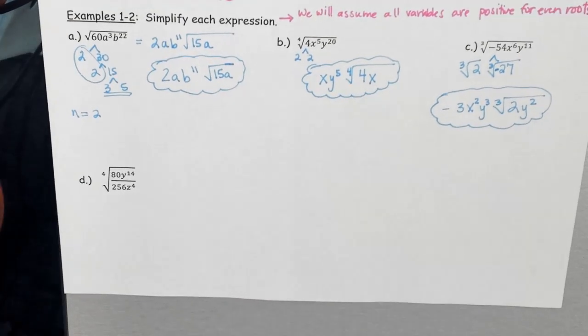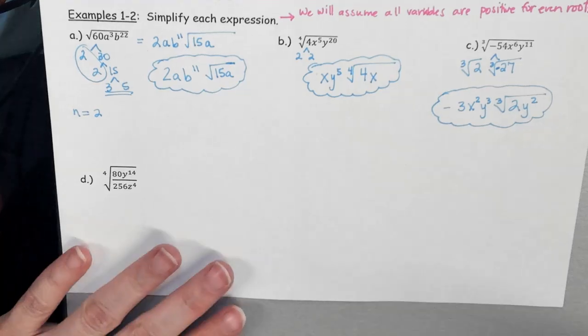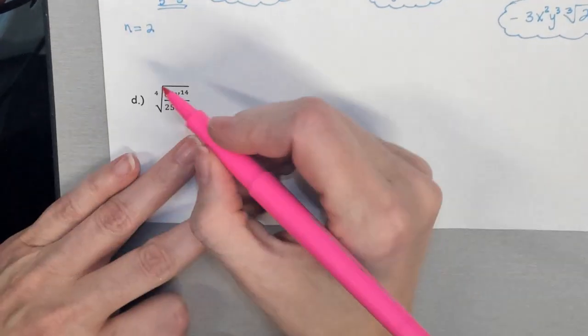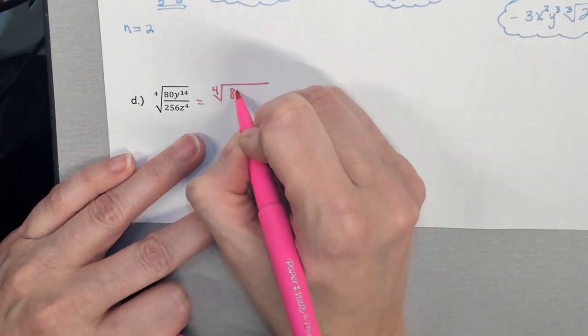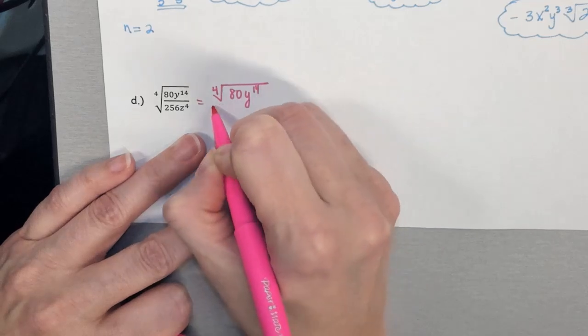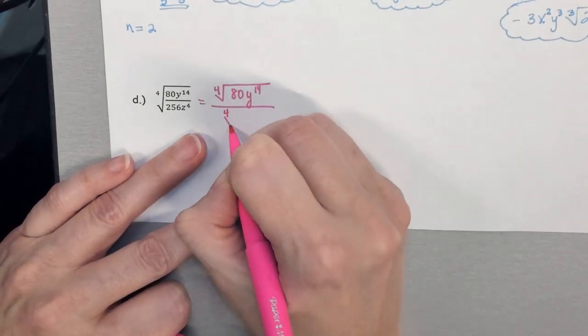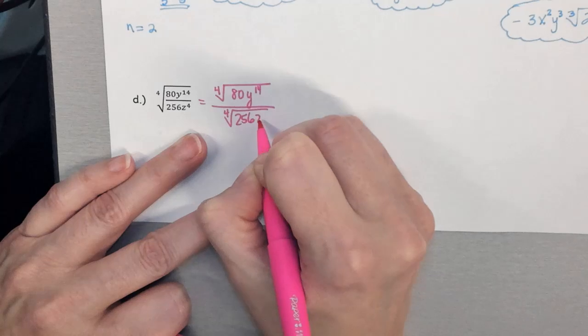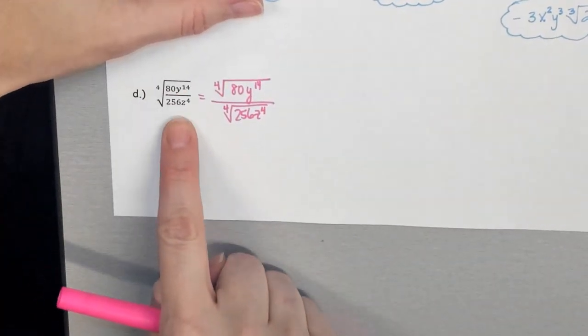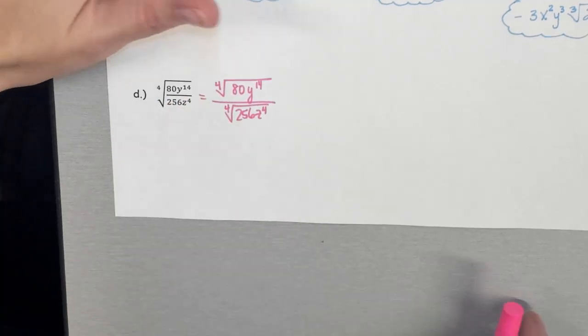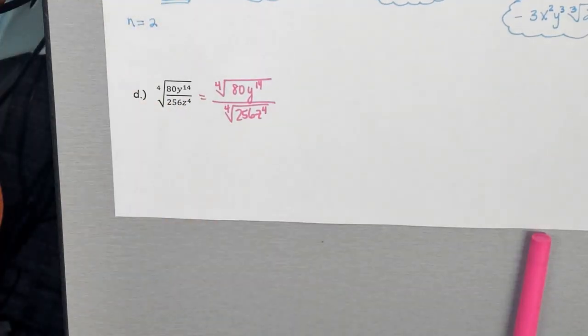All right, now for part D, there's actually 2 different ways that you could do this after the first step. So the first thing we could do is we can split this up into the 4th root of 80 y to the 14th over the 4th root of 256 z to the 4th. You could have also reduced 80 over 256 to start. That would be another way that you could get to your final answer, but there's something special about 256.